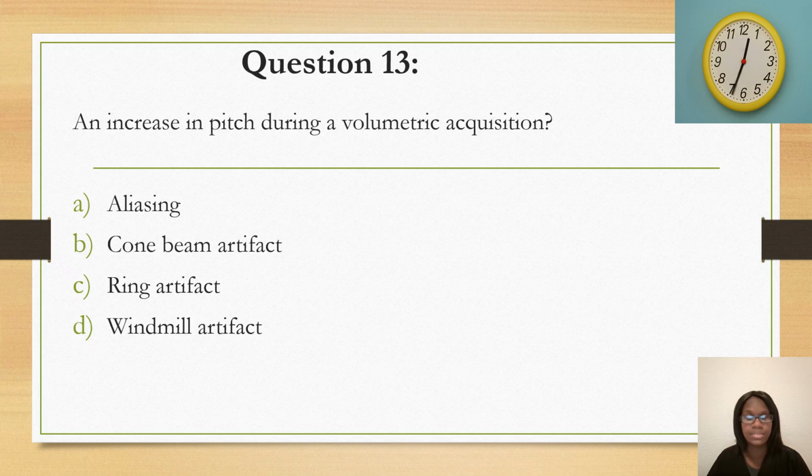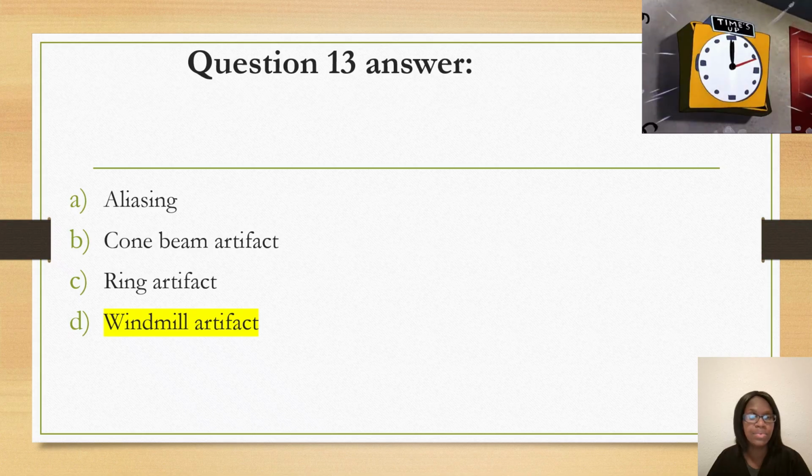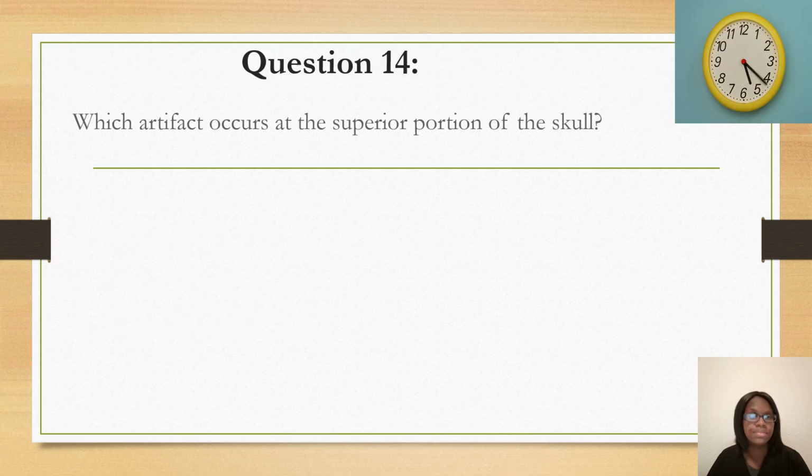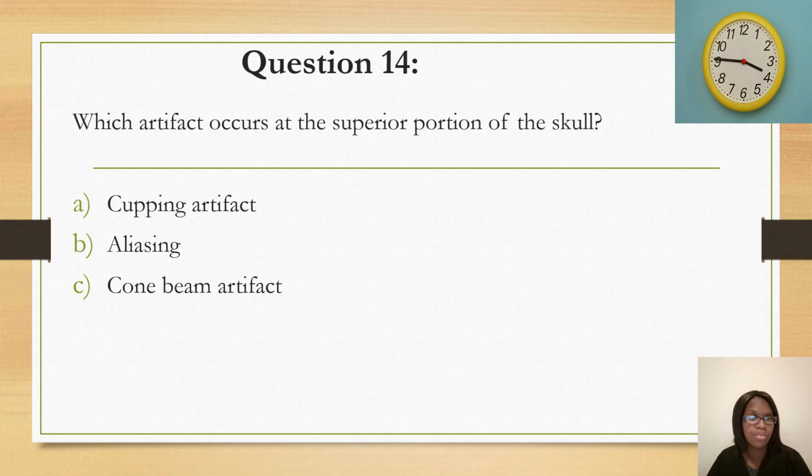All right, the correct answer is D. Windmill artifact. Question 14. Which artifact occurs at the superior portion of the skull? A. Cupping artifact. B. Aliasing artifact. C. Cone beam artifact. Or D. Ring artifact.